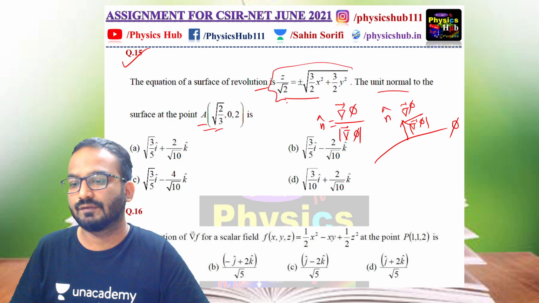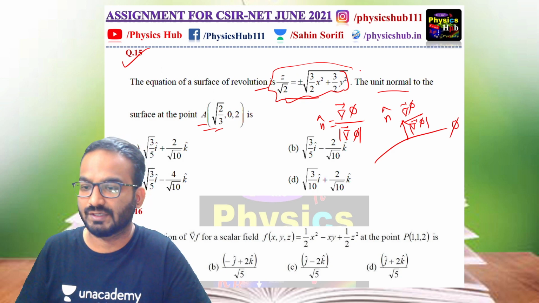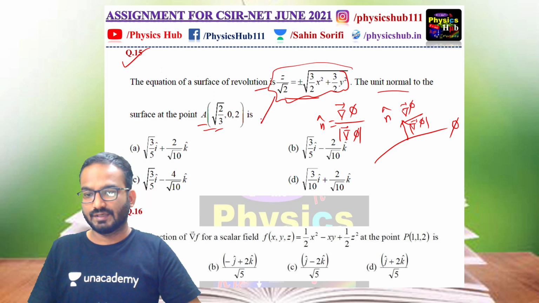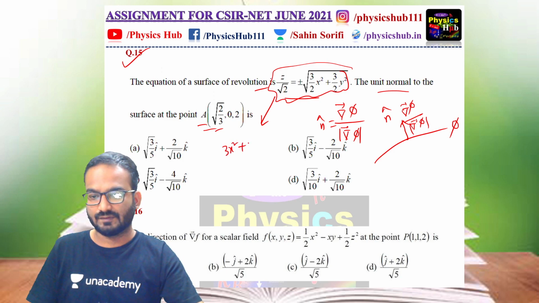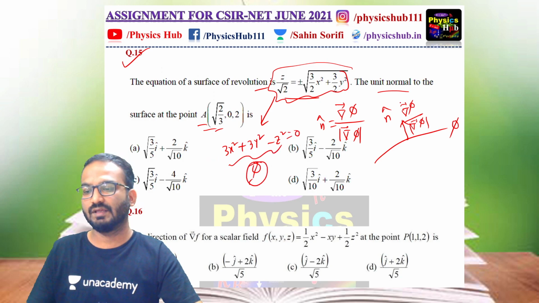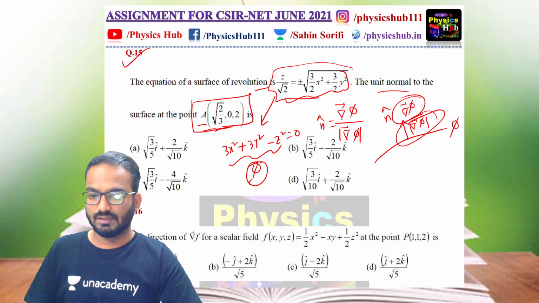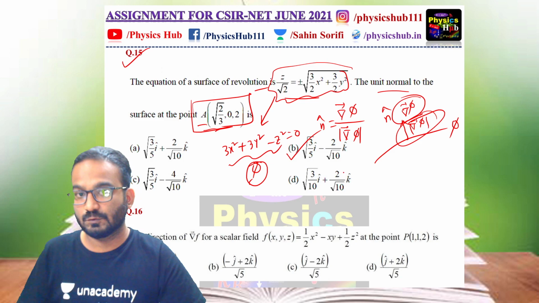Although it is not obvious from this given surface, what we can do is take a square on both sides. If you take the squares on both sides, you will end up getting the surface phi as 3x square plus 3y square minus z square equals 0. So this will be your phi. And once you know phi, you can find out grad phi, modulus of grad phi, and you can check it at this point, and you will end up getting the correct option. The correct option will be option B, root over 3 by 5 i cap minus 2 by root over 10 k cap.